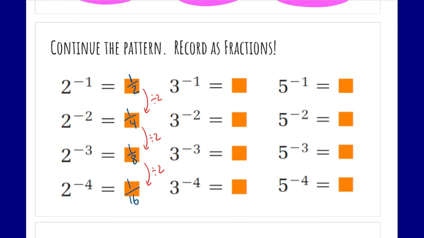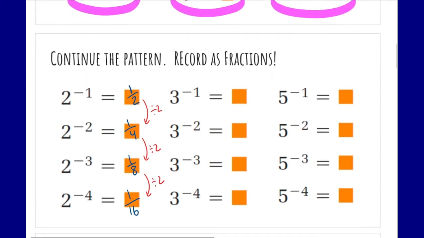What would the pattern be for 3 if we're reducing by a factor of 3 every time? Well, I start at 1. The pattern says I'm dividing by 3, so 1 divided by 3 is a third. What's a third divided by 3? Well, a third divided by 3 is a ninth. And we can see what the pattern's going to do. It's going to keep on dividing by 3. So a third, a ninth, 1/27th, and 1/81st.